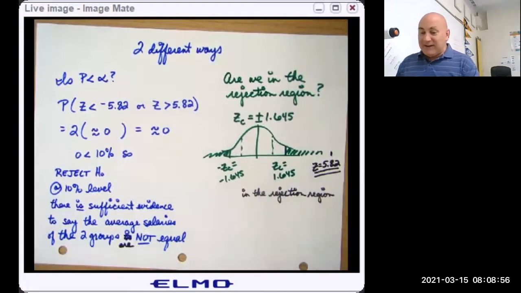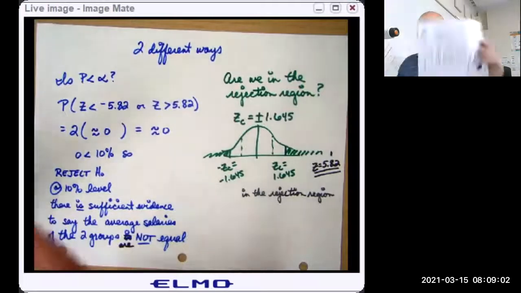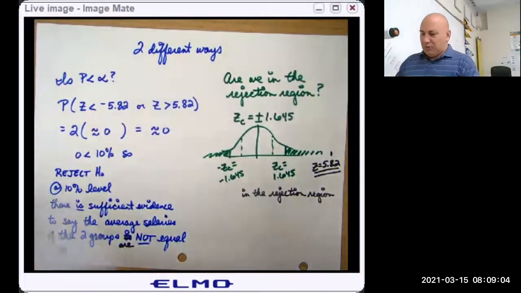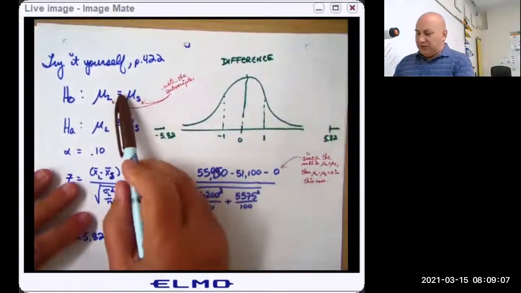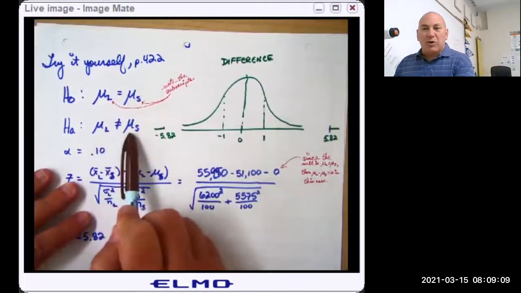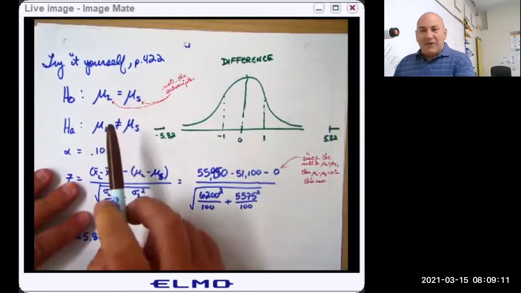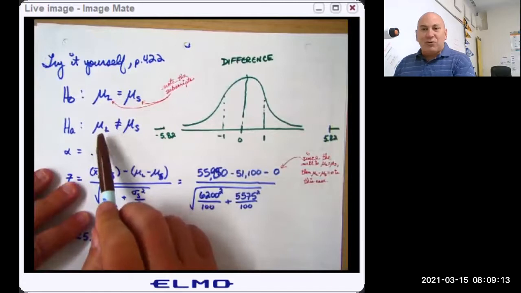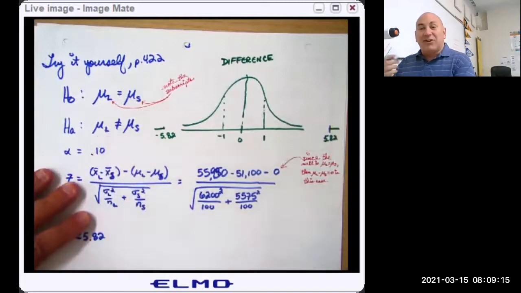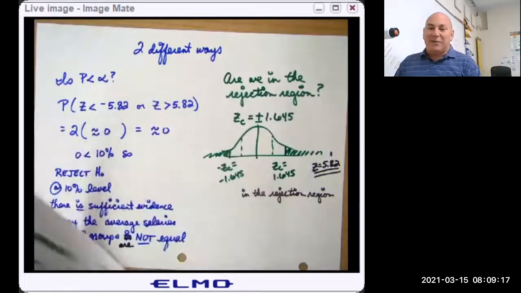Now, I can't say that the local pays more than the state, because my hypothesis was either they're equal or they're not. I didn't know which one paid more. Now, if I wanted to prove that on average local governments pay more, I would have to collect new data and do that hypothesis test.